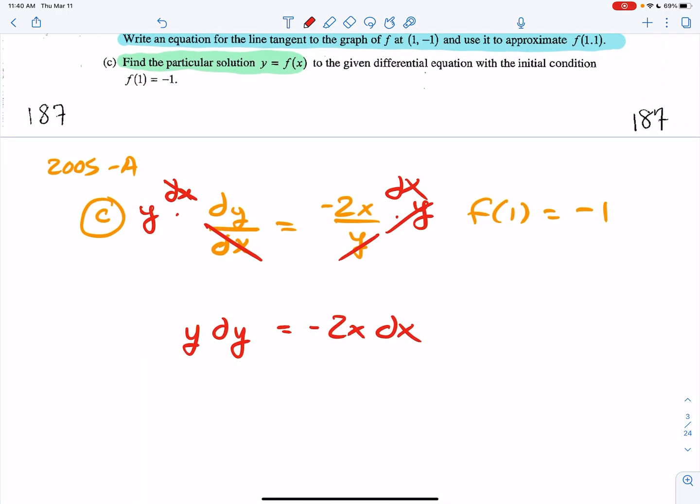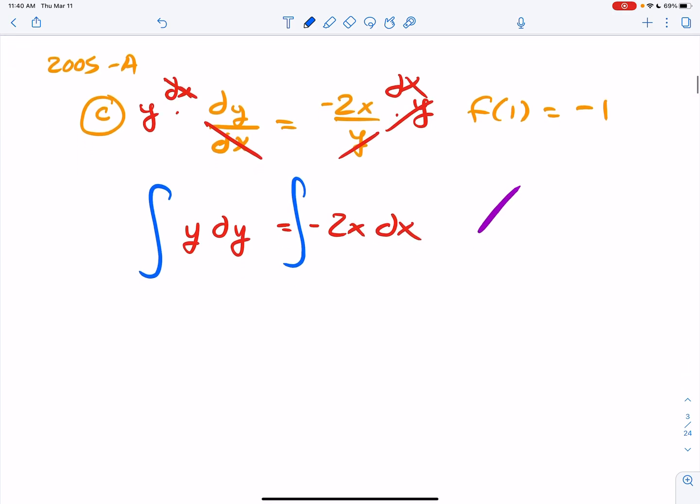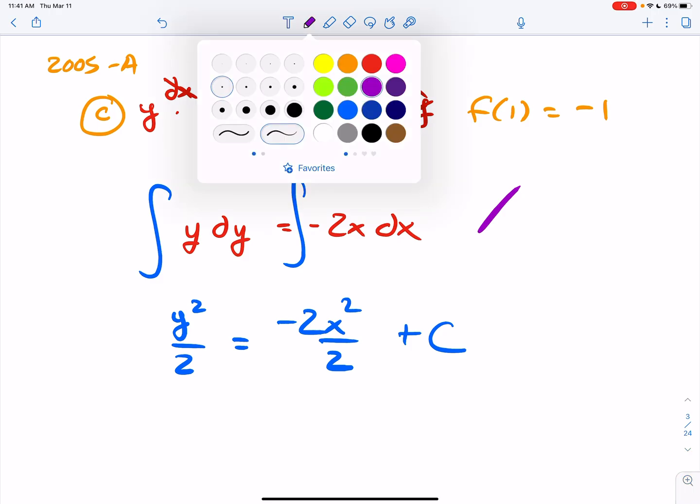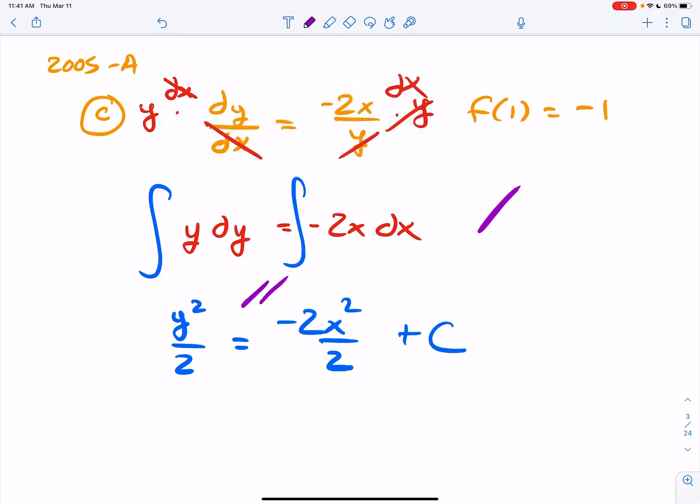So, right away, you get 1 point right here, I believe. We're going to see. So let's integrate now. We separate it. Now we integrate. That's y squared over 2 is equal to negative 2x squared over 2 plus the c. I want to say that we'll get 2 extra points for integrating and maybe another point for a plus c.